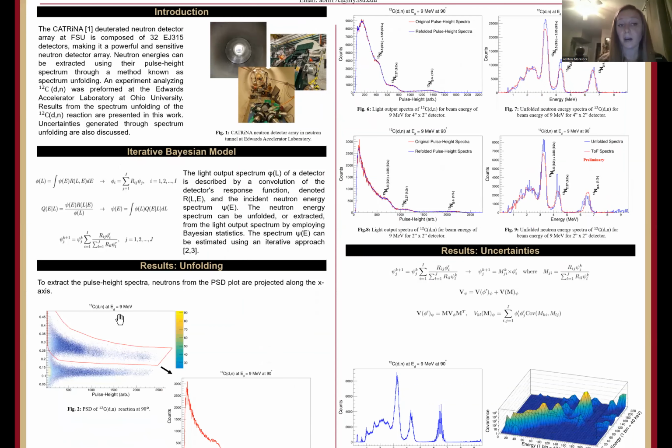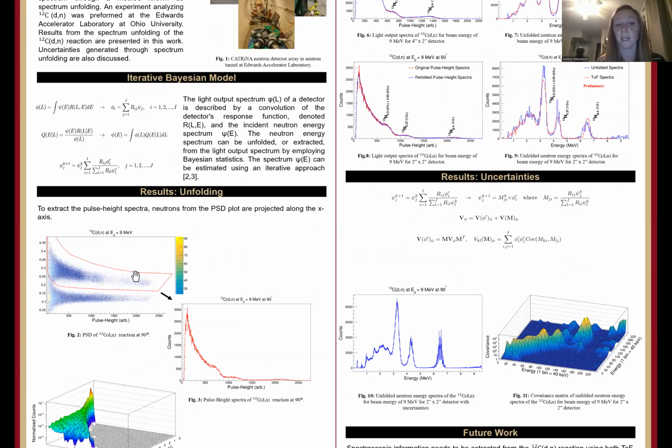To get our light output spectra, we have to analyze the PSD, or the pulse shape discrimination, of our detectors. This allows us to differentiate between neutron events and gamma ray events. Once we have identified the neutron events, here gated in red, we project them onto the x-axis to get our light output or pulse height spectrum.